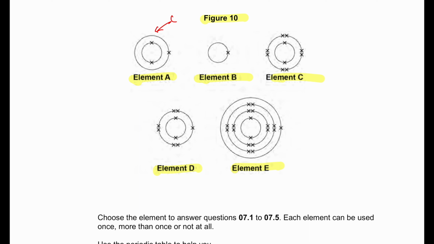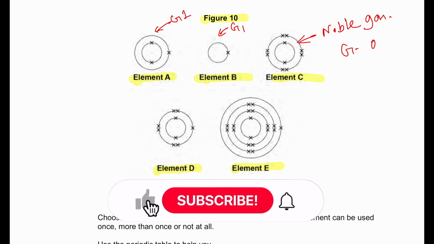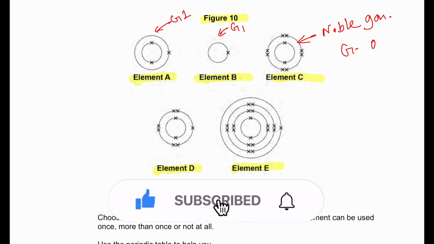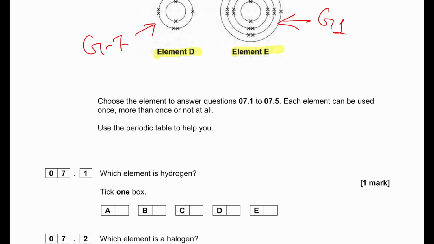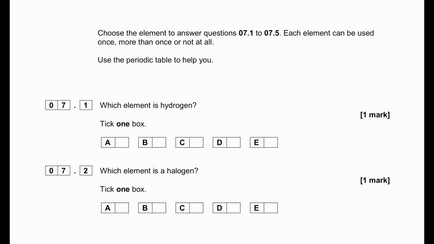This element belongs to group 1. How can we tell? Because there is one electron in the outer shell. This one also belongs to group 1. However, this element C belongs to noble gas or group 0. How can we tell? Because there is full outer shell. Now the next one, this one belongs to group 7. This one belongs to group 1. So by looking at the outer shell electron, we can tell which group it belongs to.